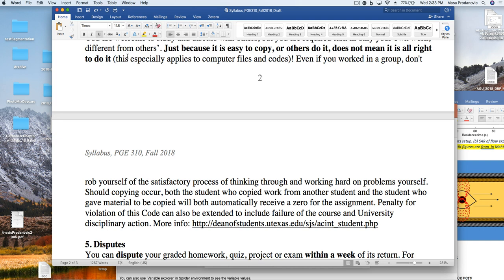Now, what is the penalty for copying? If I catch you and I report you to the dean of students, what happens? First, you get a warning, and it's on your record. So when your future employer asks for your transcript, they see that. Second time, you're actually dismissed for copying one homework, and that has happened in this class.